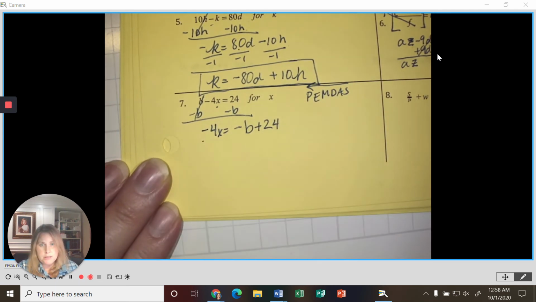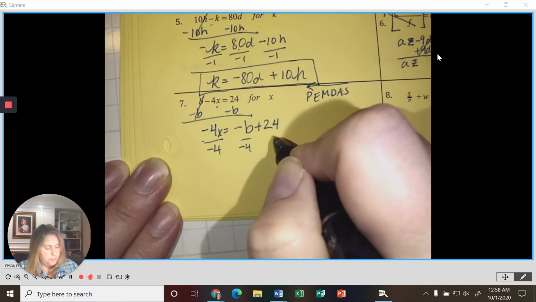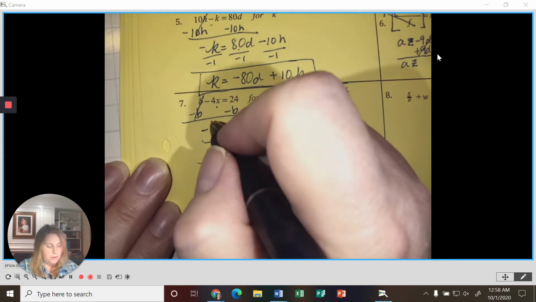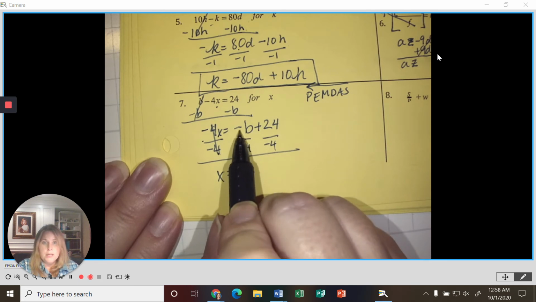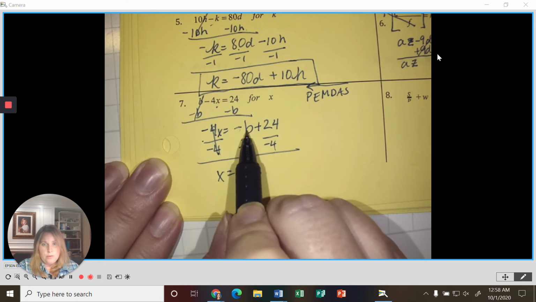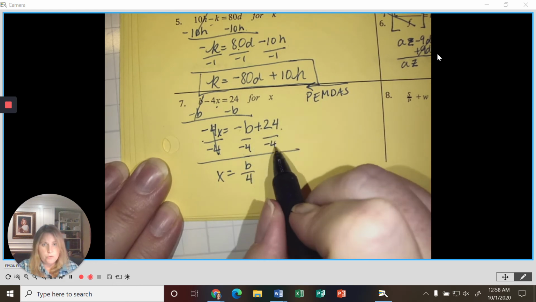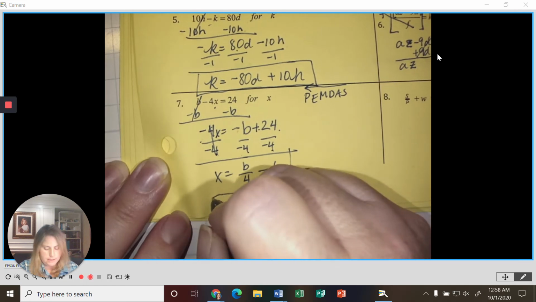And then x is being divided by or multiplied by negative 4. So we will divide by negative 4. Negative 4 divided by negative 4 is positive 1. So we have positive x equals a negative divided by a negative is a positive. So we have b over 4. And a positive 24 divided by a negative 4 is minus 6 or negative 6.